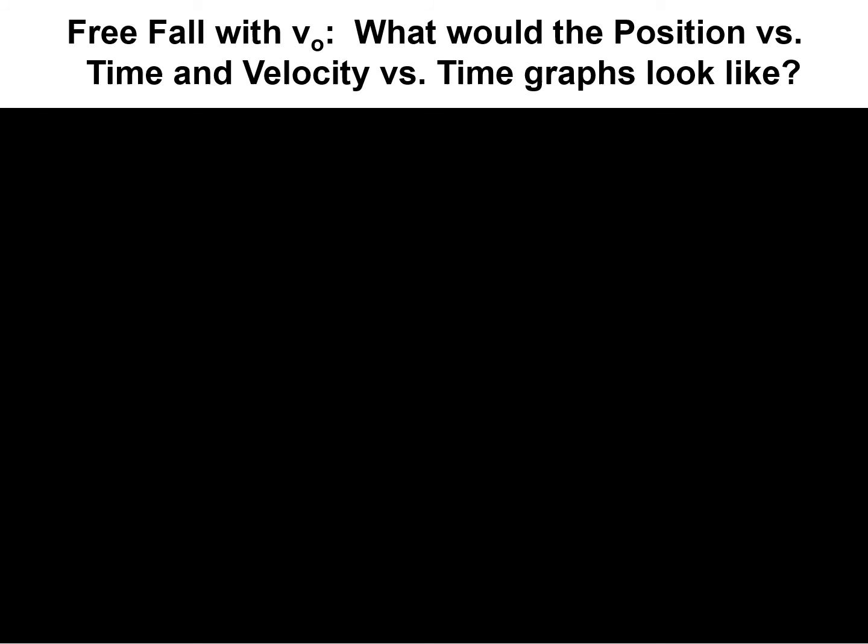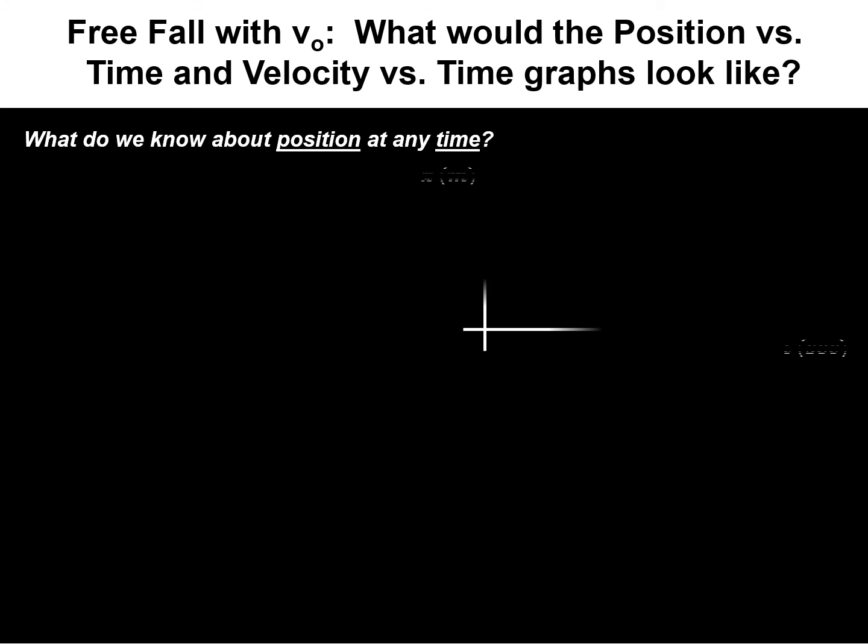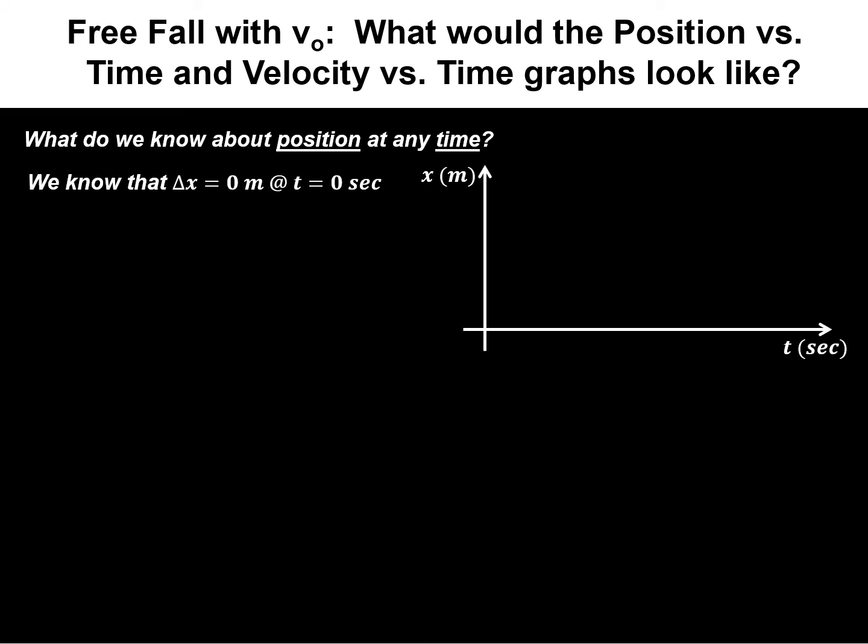Now what does the position versus time graph and velocity versus time graph look like for these examples? Well, in order to draw a position versus time graph, we have to know several things. We have to know where the position is at certain times. Well, at the beginning, we know that there is 0 displacement at 0 time. So we got that point.